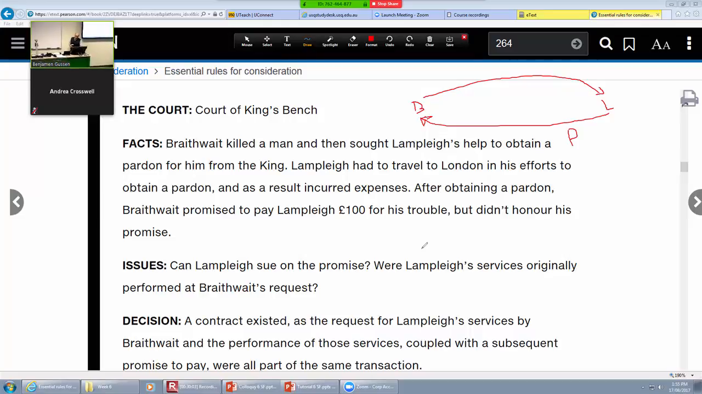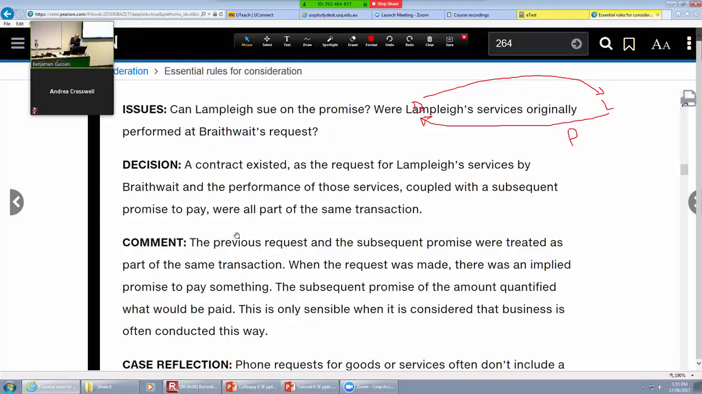Basically, is there consideration? Can Lampley sue on the promise? Which promise are we talking about here? When Braithwaite said, I will pay you £100. That's the promise. I want to enforce that promise. Can I do that? That's the question. In order for you to do that, that promise has to be part of what? A simple contract. So you have to have the agreement, the intention to be legally bound, and the issue for us, consideration.